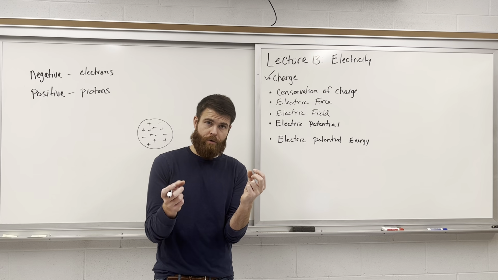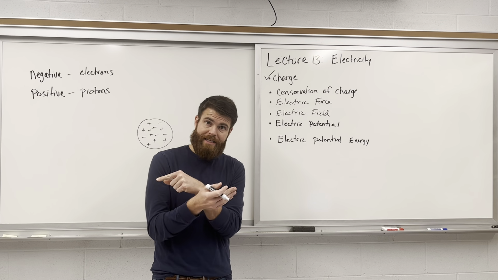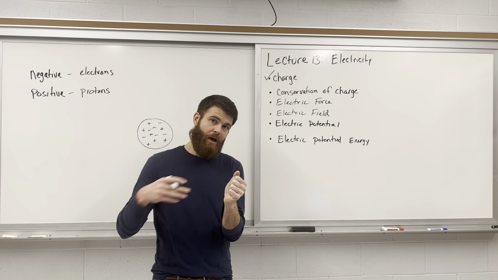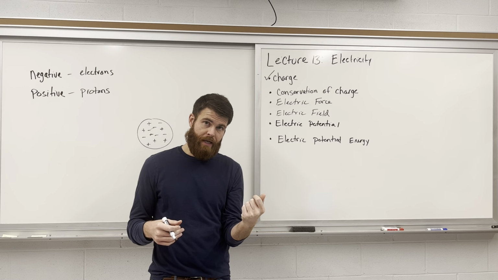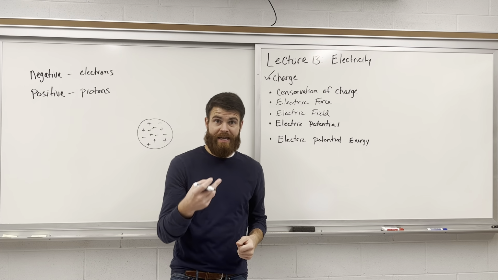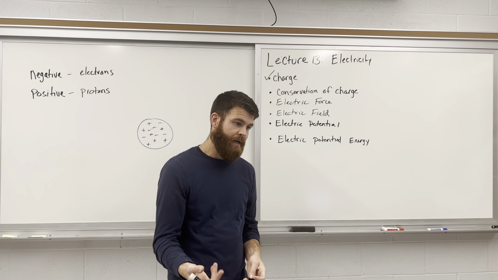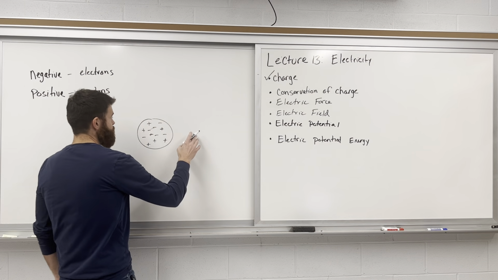So you can have two objects that are neutrally charged. They have the same number of protons as electrons, both of them. And you rub them together, and you can transfer electrons from one object to another. The object that lost electrons is now positively charged with more protons than electrons, and the other object is now negatively charged with more electrons than protons.